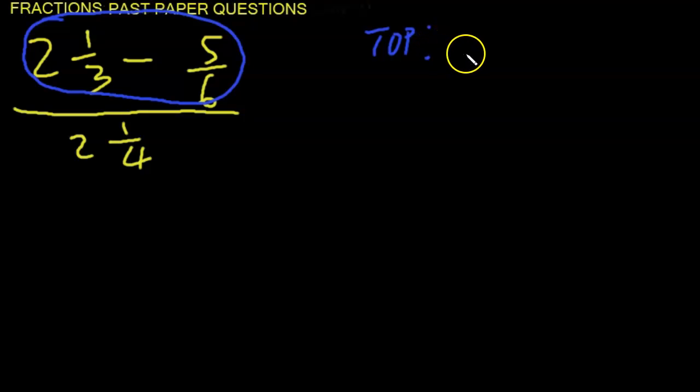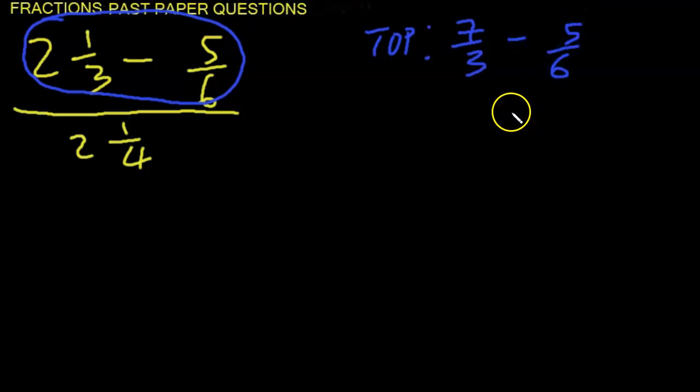So we want to work out everything that we have at the top here. What do we have at the top now? We have 2 1/3: 3 times 2, 6, and 1, 7. So 7 over 3 minus 5 over 6.